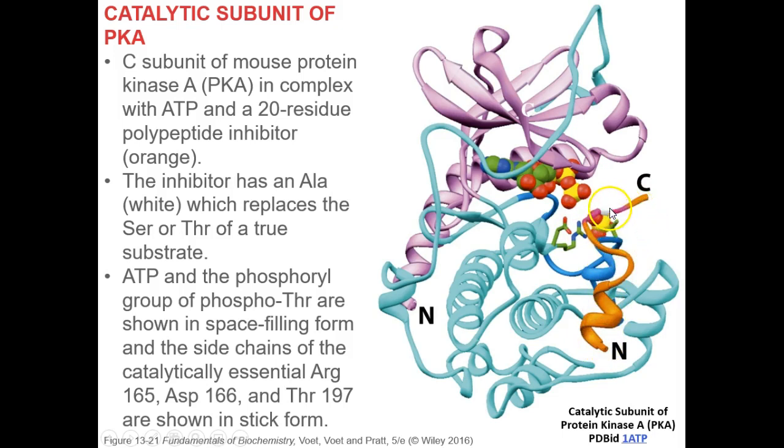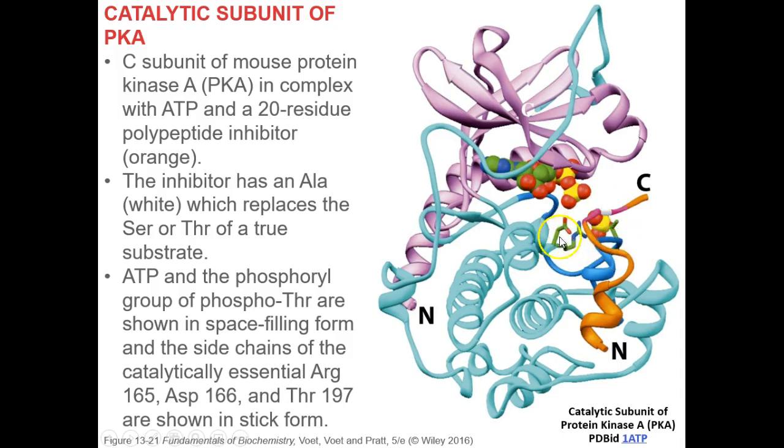And in white right here, that is an alanine. So that would have been either a serine or threonine that would be phosphorylated by protein kinase A. And here is ATP. So you notice how ATP is very close to this residue right here, which it would have to be, because that's the phosphate right here that is donated, if that were a serine or a threonine, to that protein to phosphorylate it.